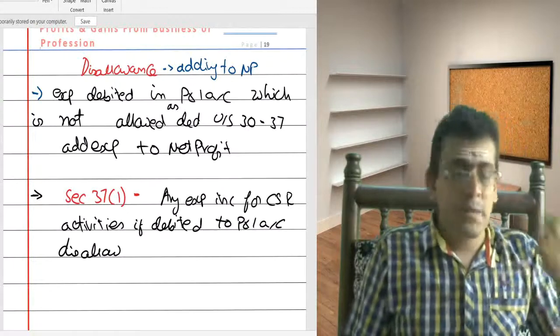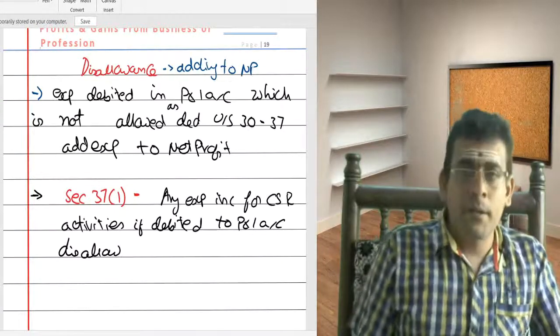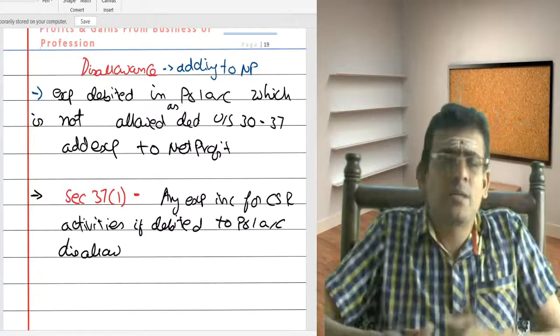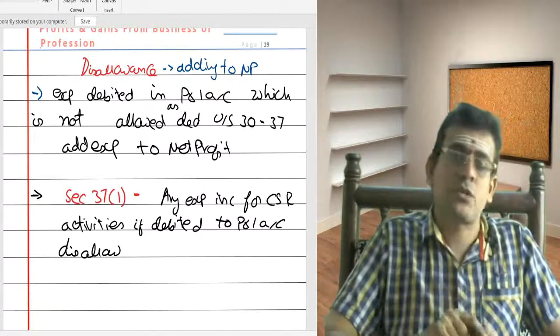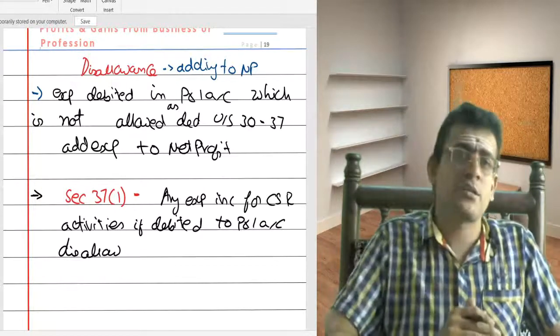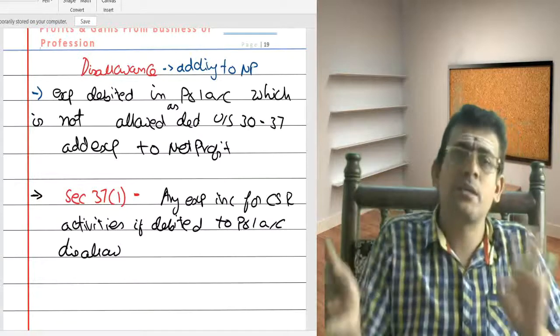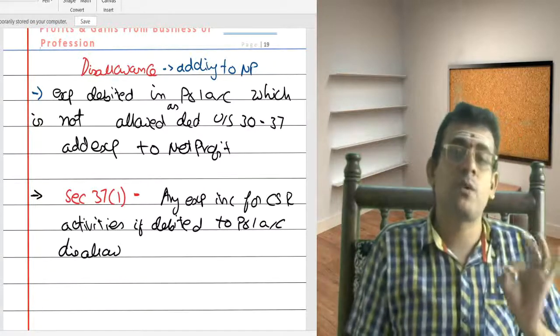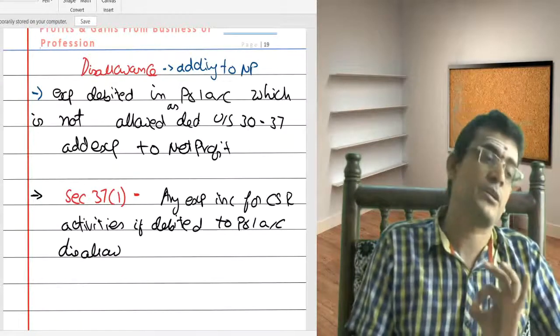Clear? It means that if that expense is incurred but not debited to the profit and loss account, ignore. Why should I consider it? If it is debited to the profit and loss account, your profit is reduced. If it is not debited, you have not taken it as a deduction, so I need not do anything. So if debited to the profit and loss account, disallow. That's the first section we need to consider.